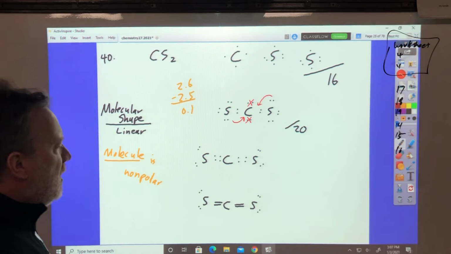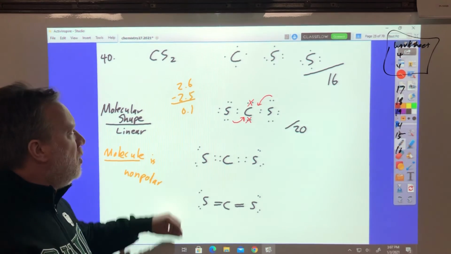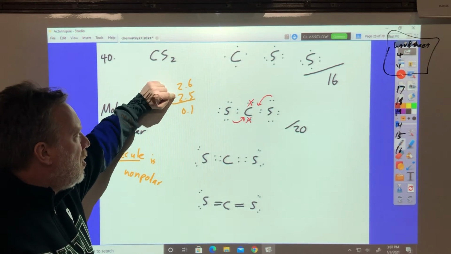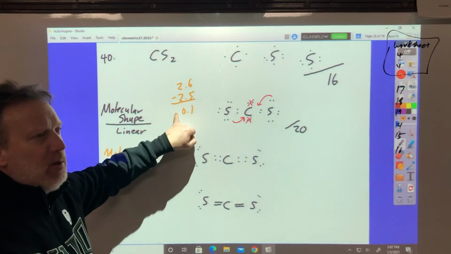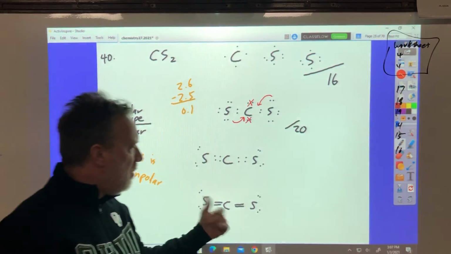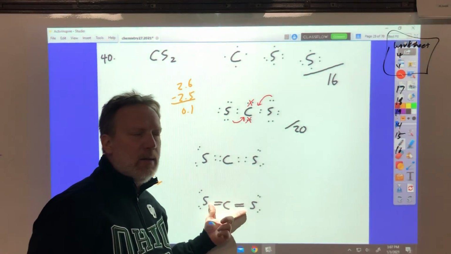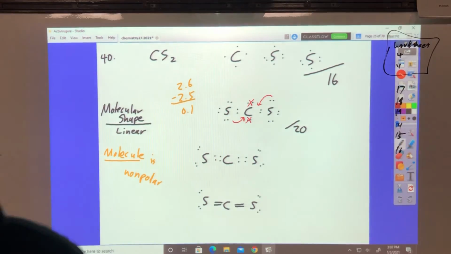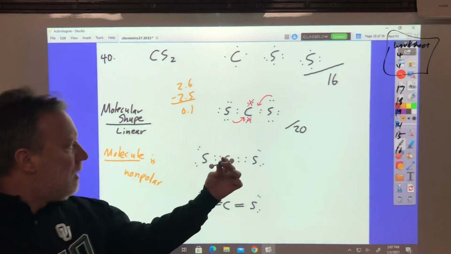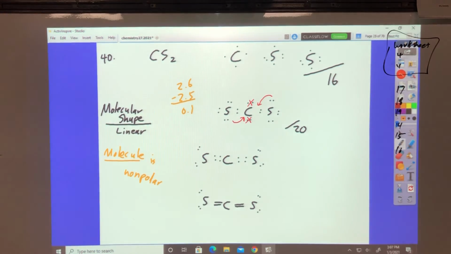Now, this molecule is nonpolar for 2 reasons. One, sulfur I think is 2.6, carbon's 2.5. This isn't approaching 0.4. There is not a dipole to draw on either one of these. And even if there was, they would cancel because they're linear, like this. So this one is nonpolar. There's no bonds that go into it that make it polar. And it's linear. That's the molecular shape.